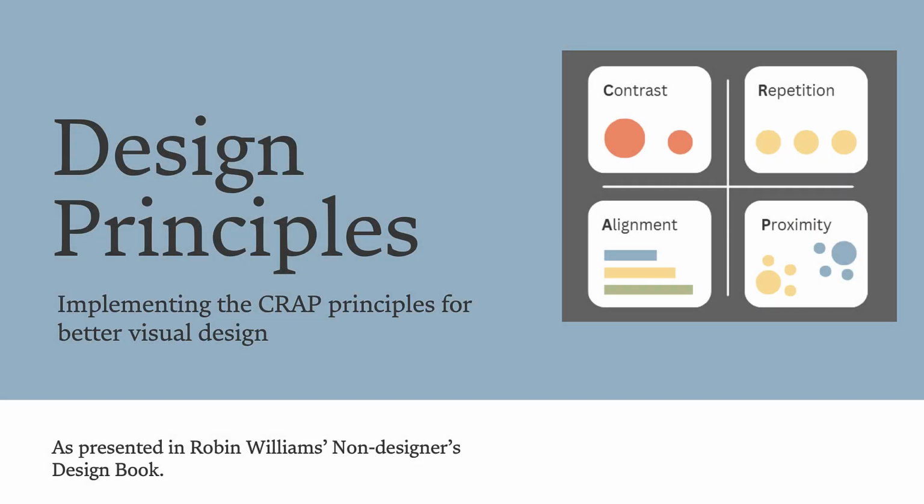In this video, we'll review 4 principles for improving your visual design. Robin Williams coined the 4 principles: contrast, repetition, alignment, and proximity, aka CRAP, in the book The Non-Designer's Design Book, which provide guidelines on ways to make visuals more effective. The goal of this video is to get you thinking about how you might use their principles when designing visuals to communicate your research.